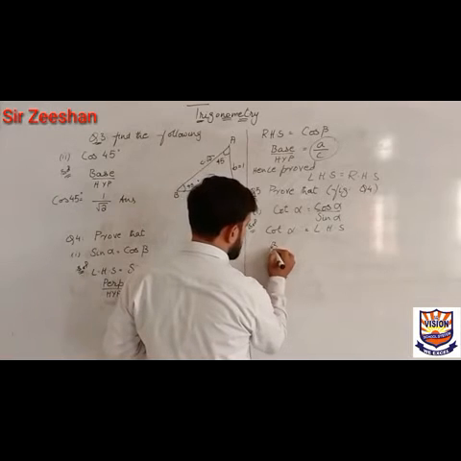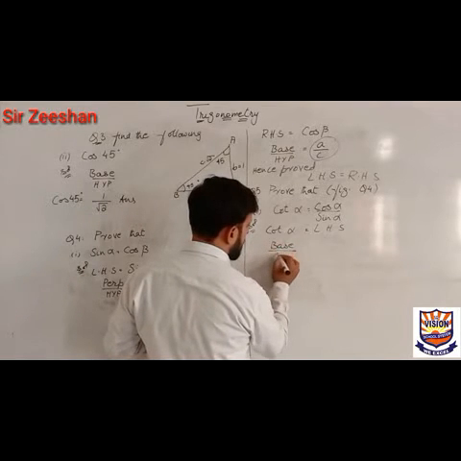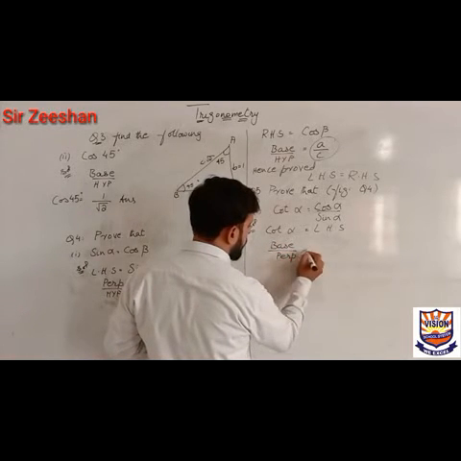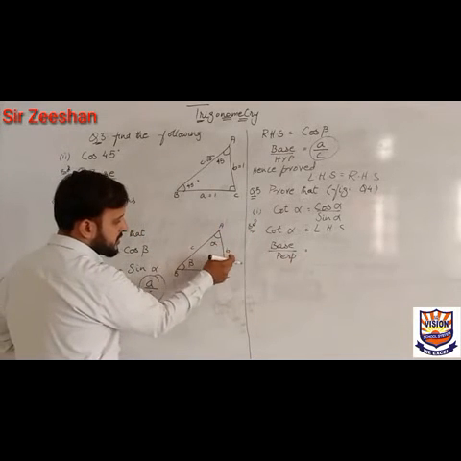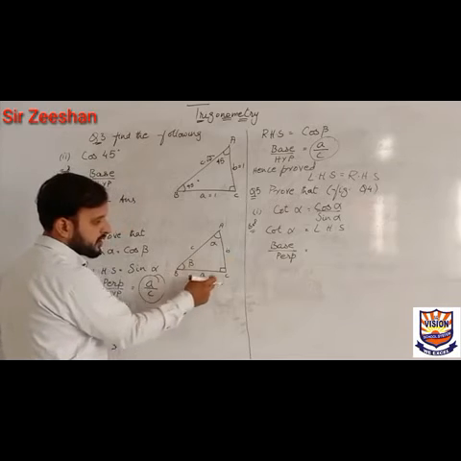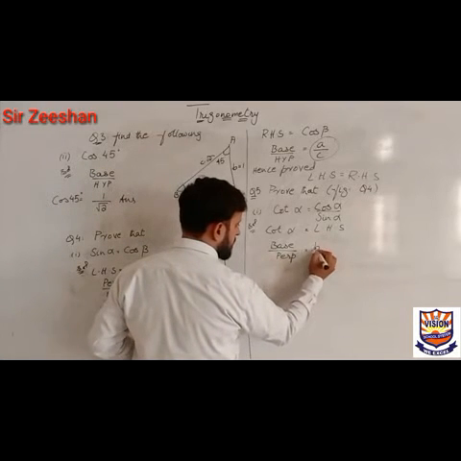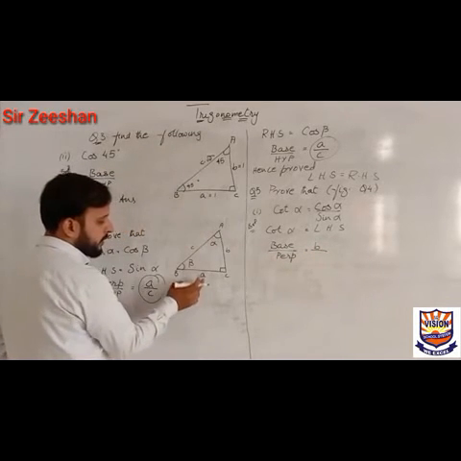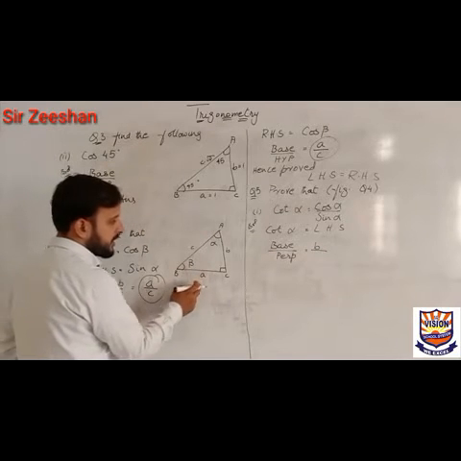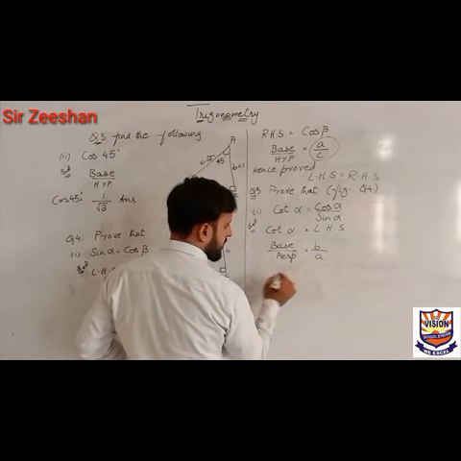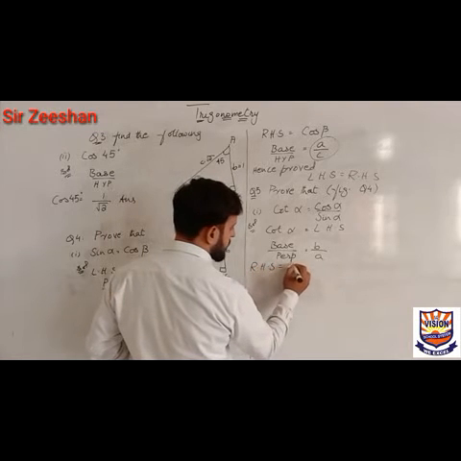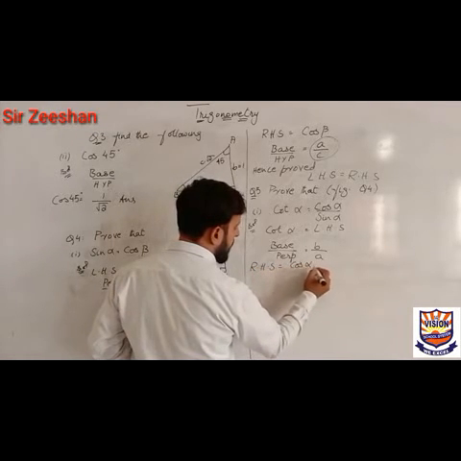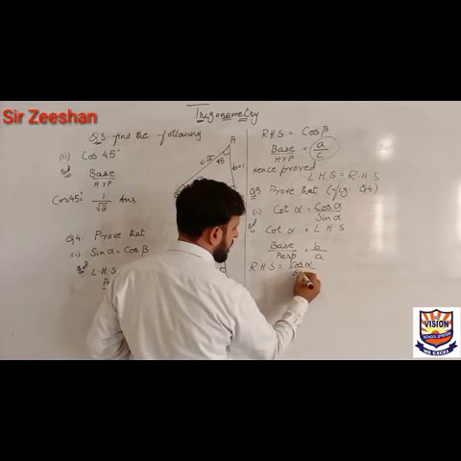So this will be base upon perpendicular. Now according to sine alpha, this is hypotenuse, this is base, and this is perpendicular. What is the value of base? That is B. And what is the value of perpendicular here? That is A. So this is the left hand side. Talking about the right hand side, that is cos alpha divided by sine alpha.